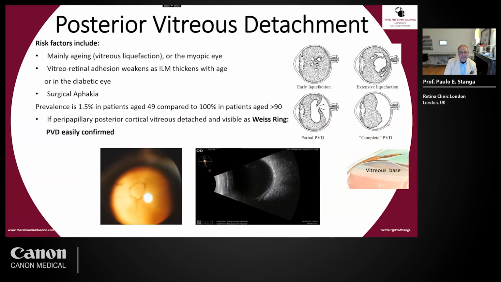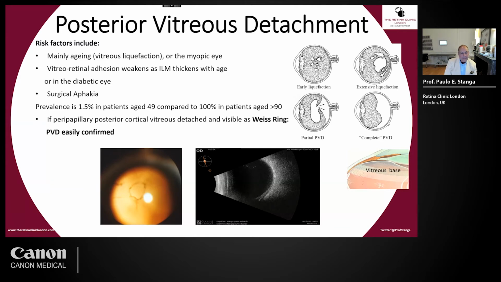So what are the risks for a posterior vitreous detachment? Well, mainly aging, vitreous liquefaction, myopic eye, vitreoretinal adhesion weakens as the internal limiting membrane thickens with age or in a diabetic eye, surgical aphakia or cataract surgery. So the prevalence is 1.5% in patients aged 49 years compared to 100% in patients aged 90 and above.